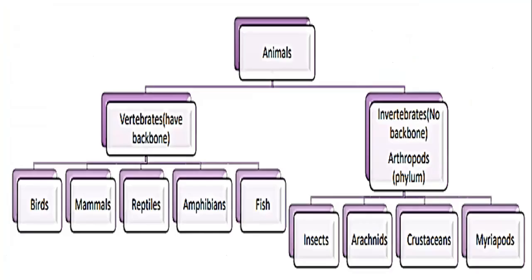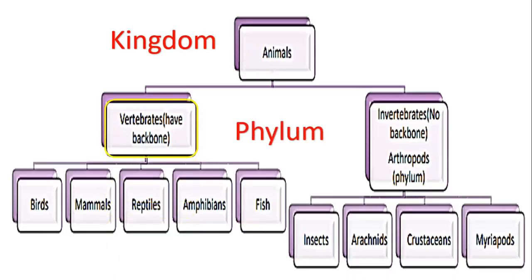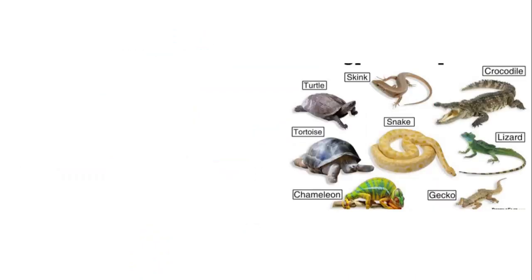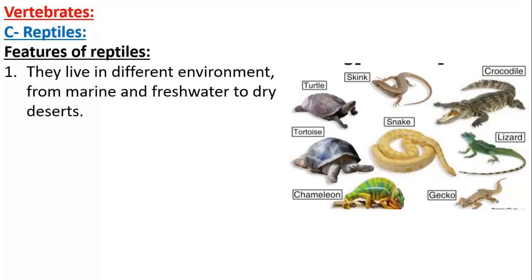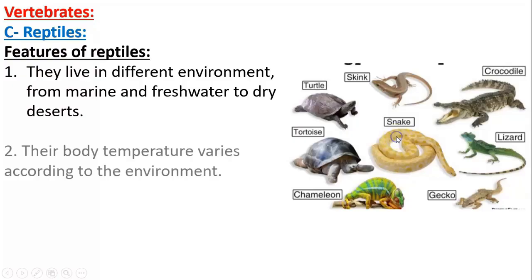Now, again, animals, this is the kingdom. Vertebrates, this is the phylum. And now we will look at class reptiles. Reptiles. All of these are examples of reptiles. What are the features of reptiles? They live in different environments. Some of them are marine, some of them live in fresh water, some of them live in dry deserts. As you see here, this class is completely diverse, yet they still have some things in common.